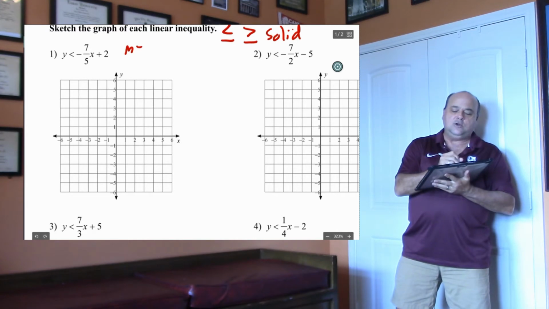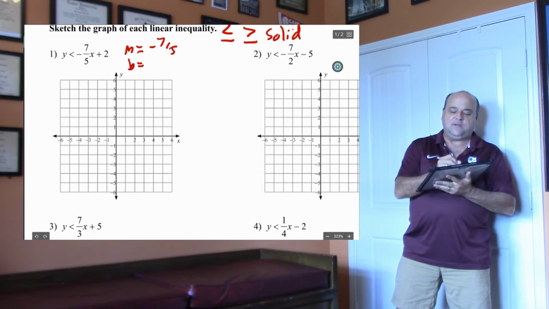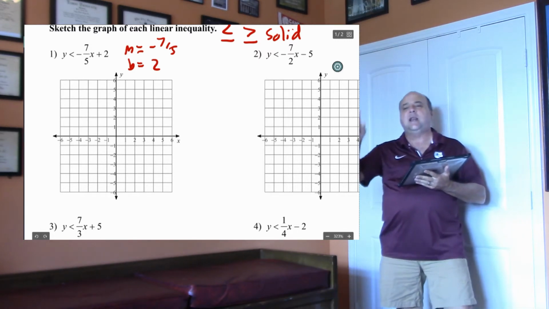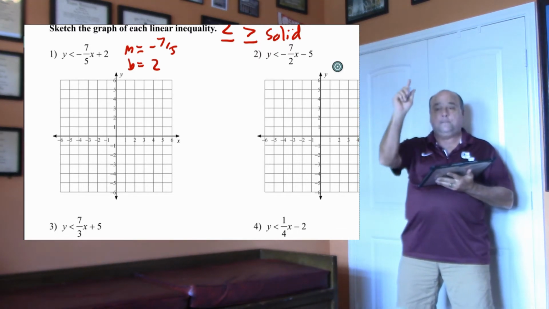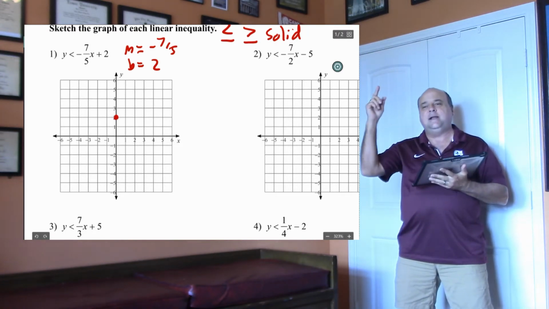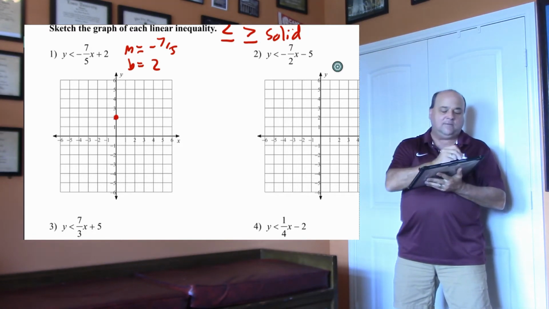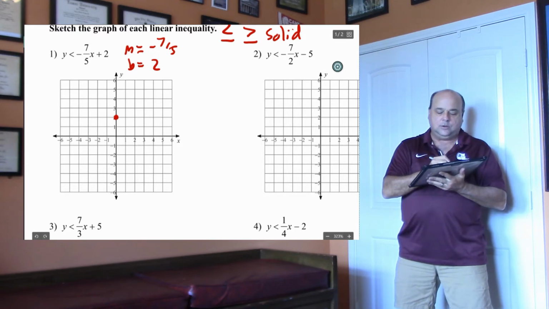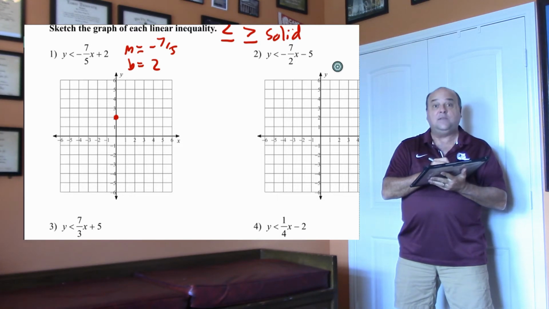Write down your m and your b. So my m is negative 7 over 5 and my b is 2. That means this line will go down 7, right 5, but it starts off at 2. So I'm going to draw a dot at 2. Then I'm going to count down 7, right 5. So down 7: 1, 2, 3, 4, 5, 6, 7, and then right 5: 1, 2, 3, 4, 5.